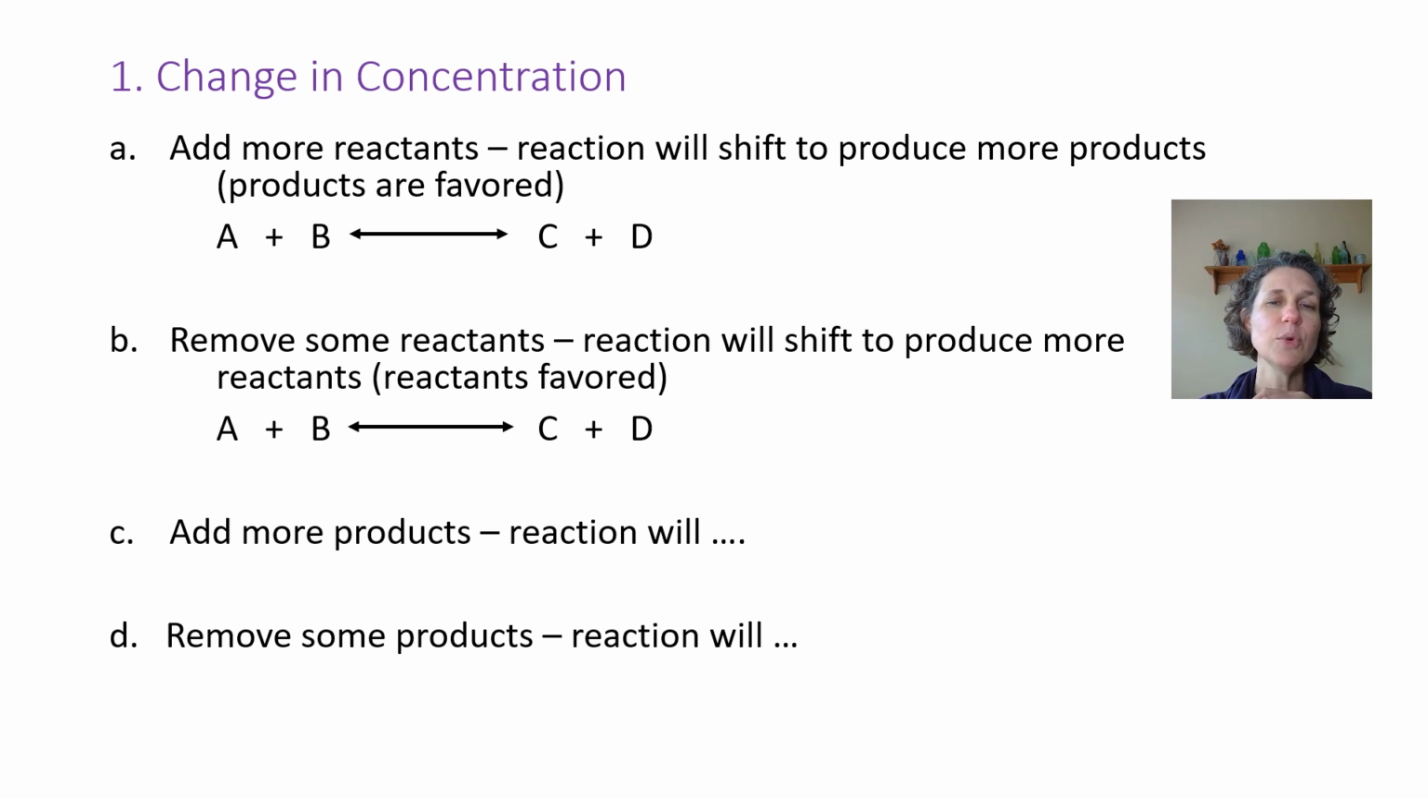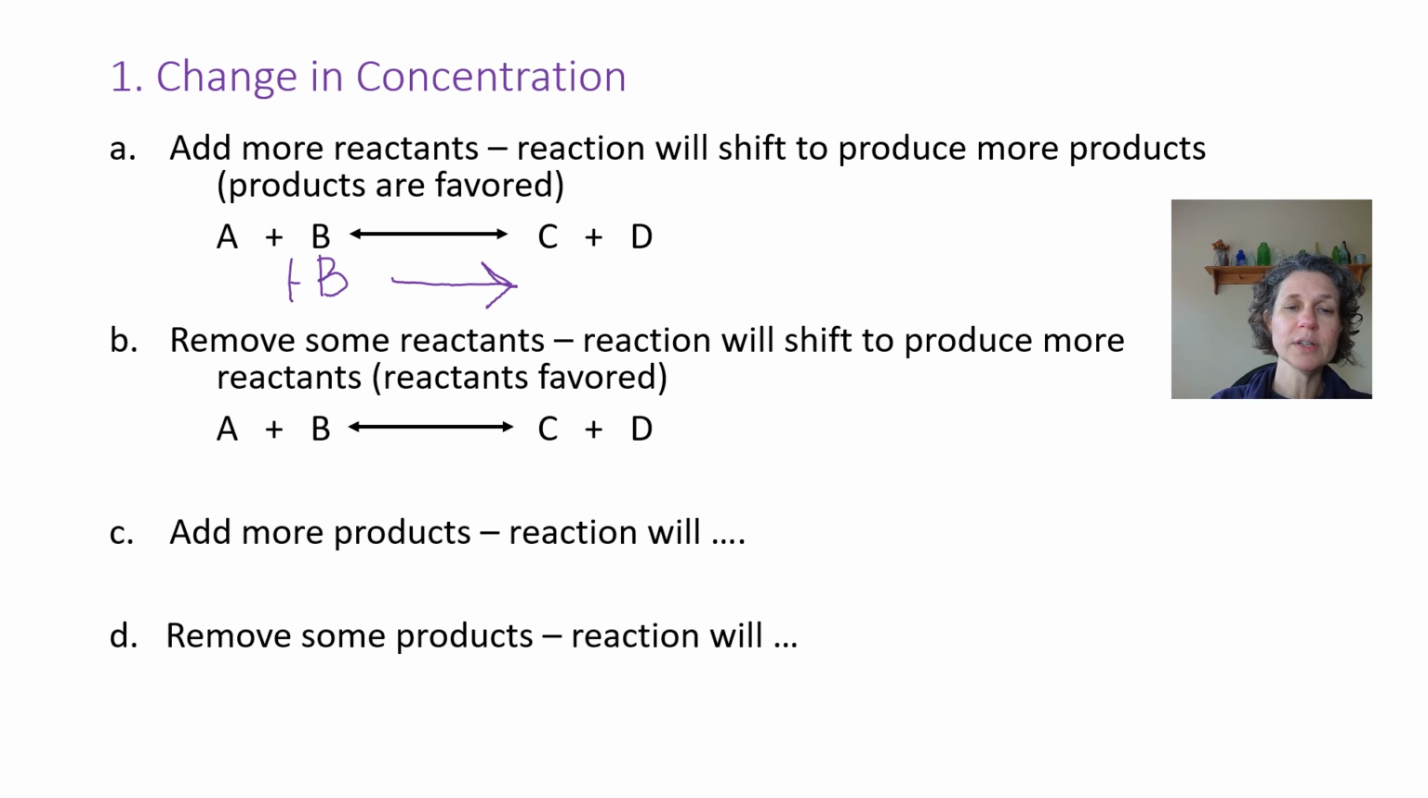So if I add more reactant, let's say I add more of B over here, the reaction will shift to produce more product. I kind of think of it like a seesaw. So if I add more on this side, then it's going to want to shift, to try and make more of the other side so it can get back to equilibrium. And so it will favor the products.